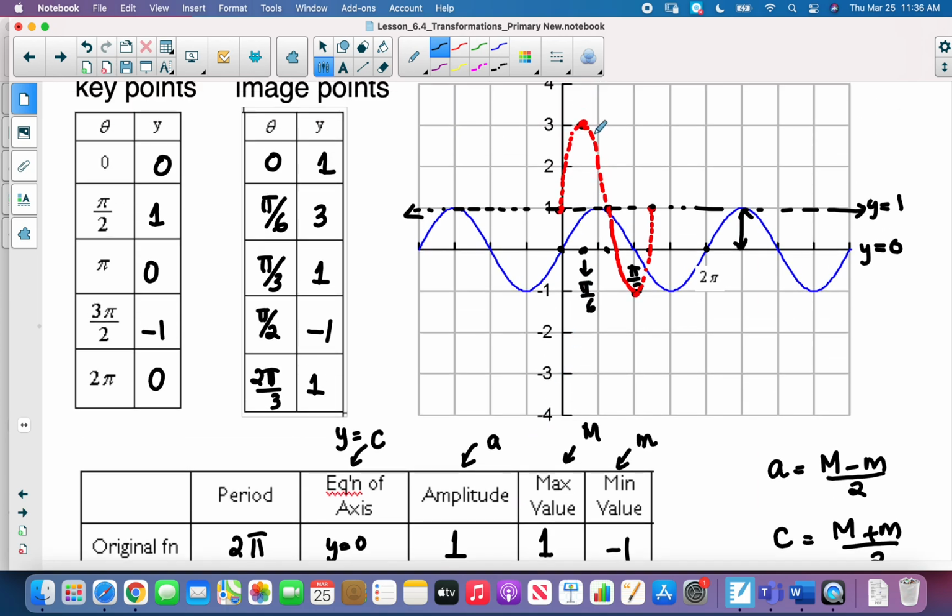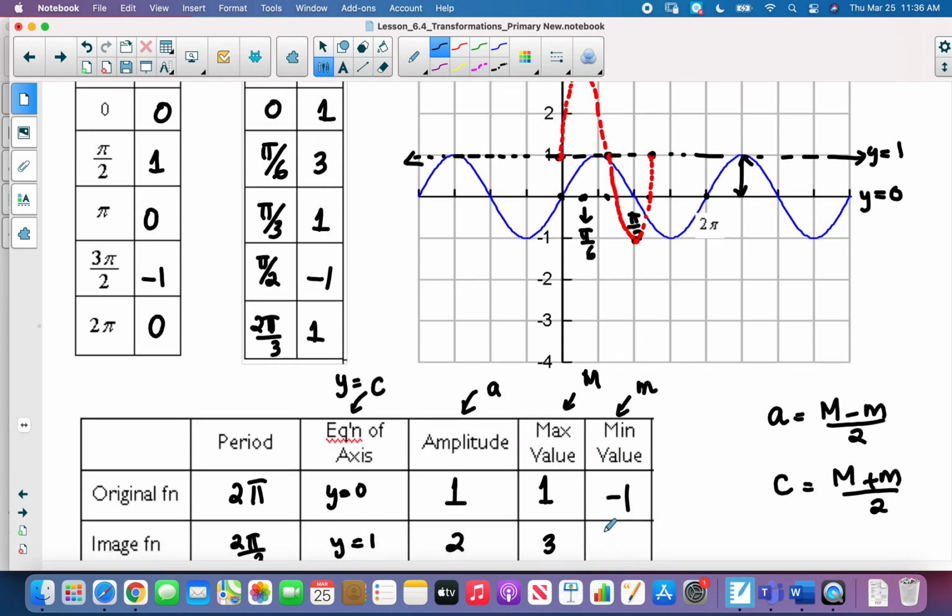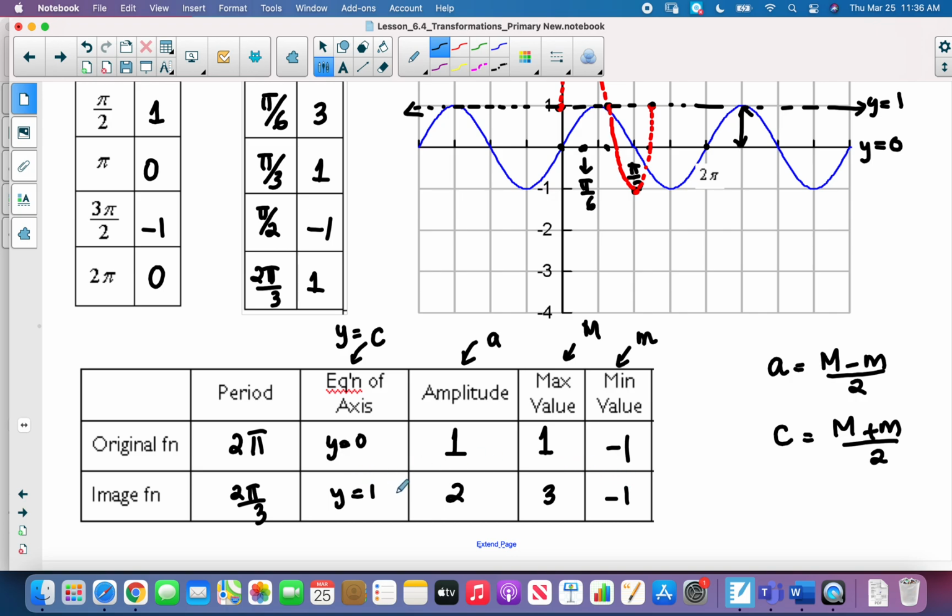The maximum value it can go up to is 3, and the minimum it goes down to is -1. If you wanted to check our answers, we can see if we did 3 minus -1 divided by 2, we'd get 4 over 2, which is 2. That's our amplitude. And if we did 3 plus -1, which is 3 minus 1, divided by 2, we'd get 2 divided by 2, which is 1, which is our c value, y equals c. So that way we can find our a and c values from the maximum and minimum values of our sinusoidal function.